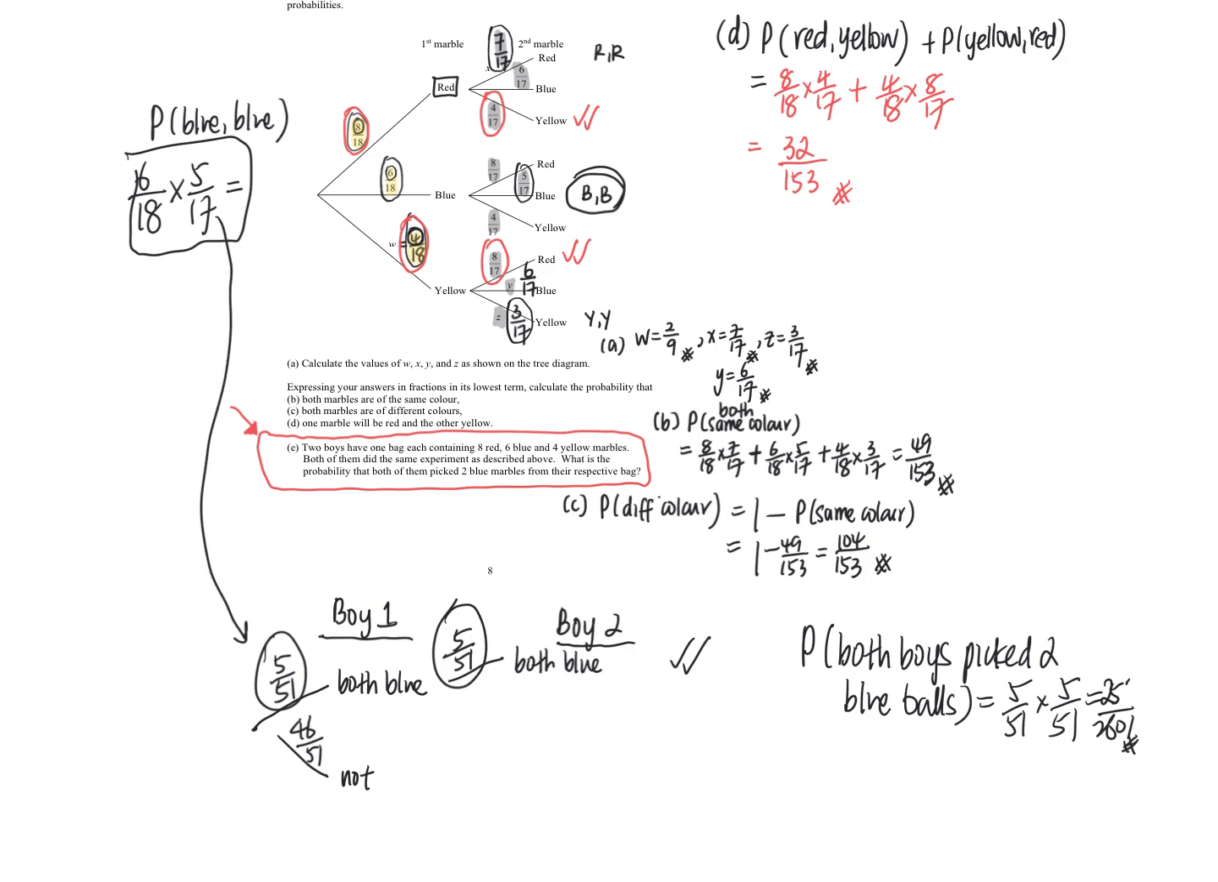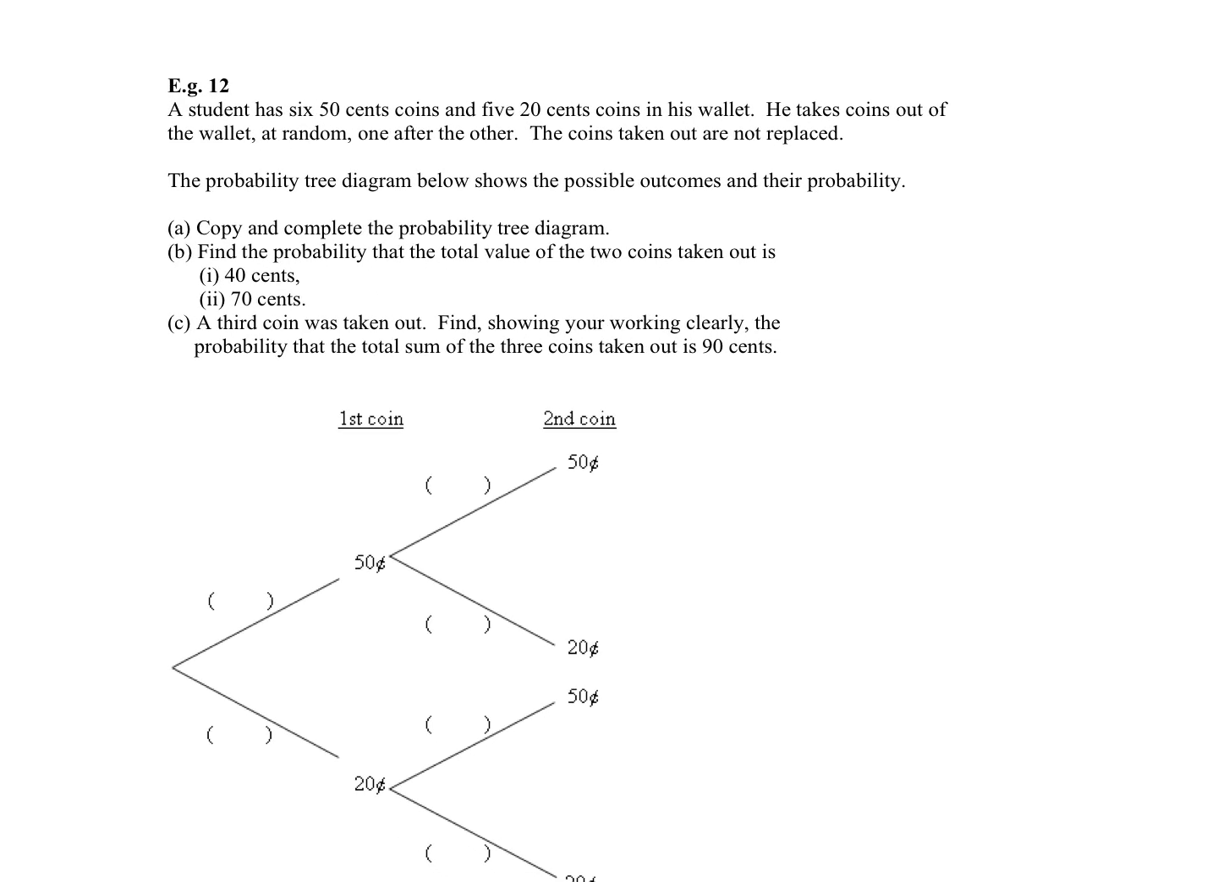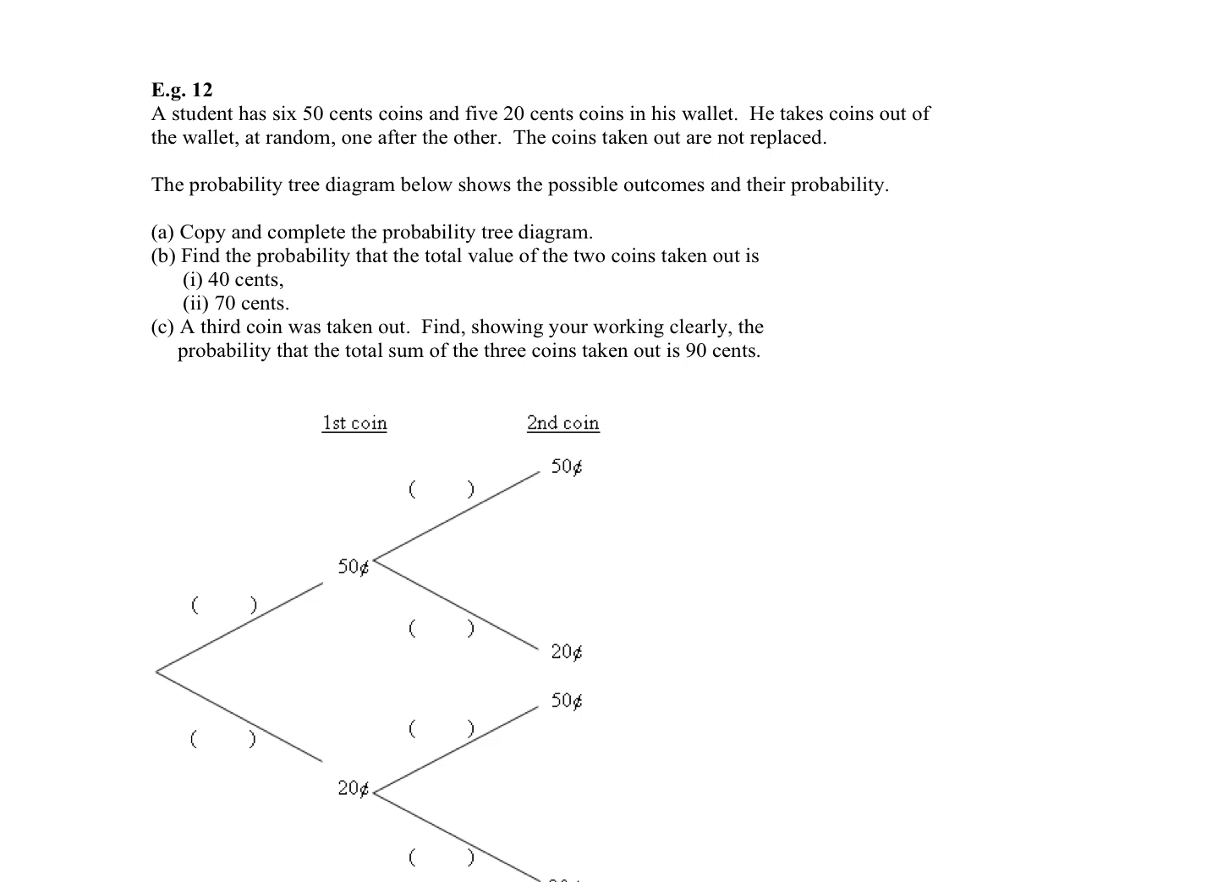Okay, so now the results. This was last year's WA question. They asked this last year. In one of the O-level papers, they also asked this. So it says that I have 6 50-cent coins and 4 20-cent coins in his wallet. He takes the coins out of his wallet at random, one after the other. So when you see this, it means it is not replaced. So the total will reduce by 1 later. So they say, can you copy and complete?